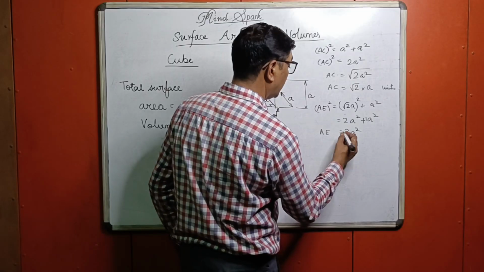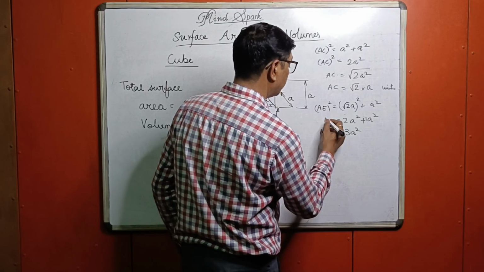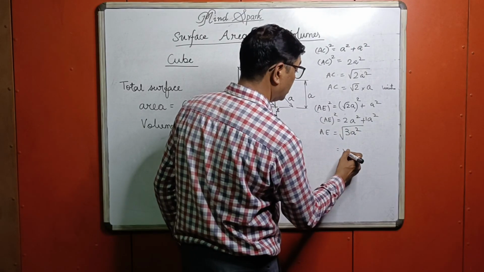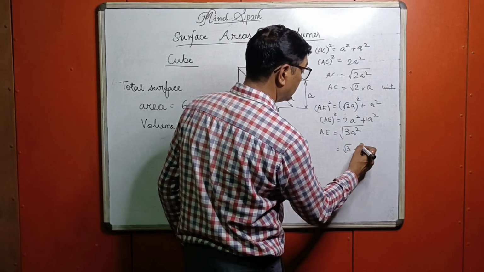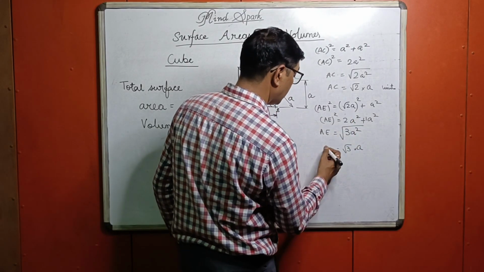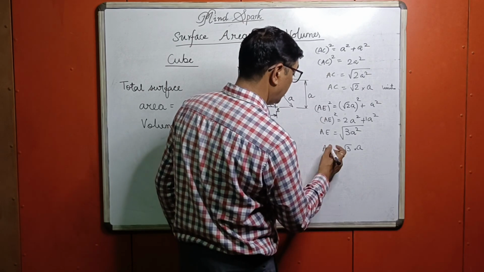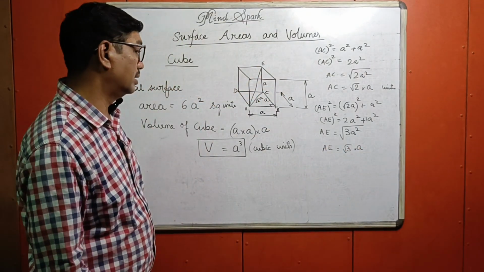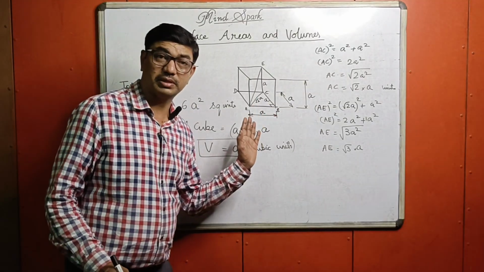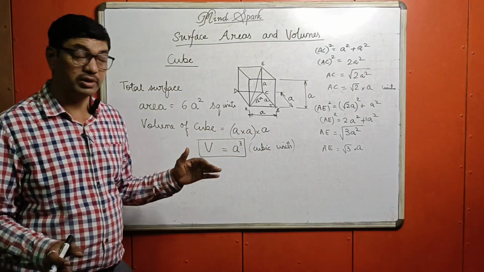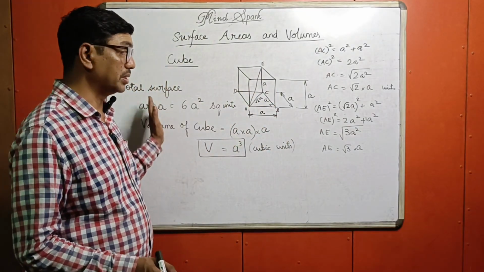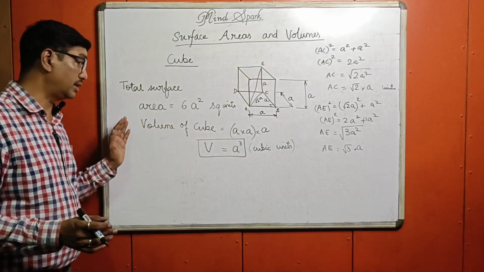So AE is equal to the square root of this. So it is root 3 into A, as square and square root cancel. So the longest diagonal is root 3 times the side. So this is all the information you need from this textbook to solve problems. You need to know all this information. You can take a screenshot and refer to this.